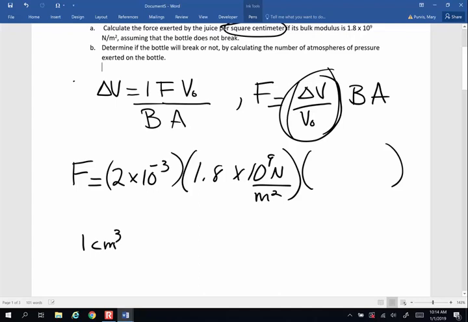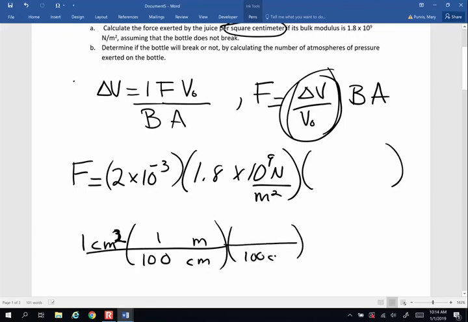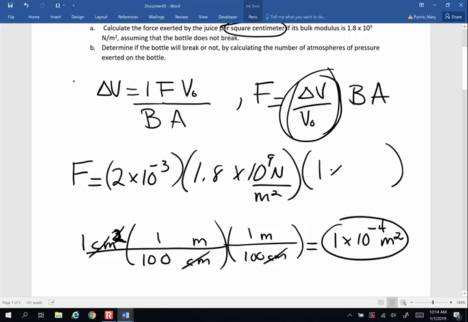1 square centimeter, I said cubic, I want square, sorry. I want to get rid of centimeters, go to meters, 100 centimeters in a meter, get rid of the other centimeter, going to meters. There are 2 of these, so this takes care of one, this takes care of the other, and so the area I'm actually talking about here is 1 times 10 to the negative 4th meters squared. So that's the area I'm going to put up here. Remember, you always have to keep your units consistent through a problem, otherwise you end up with guacamole.